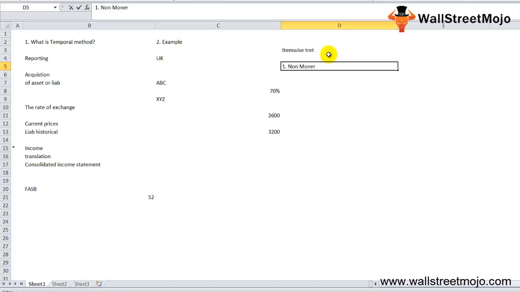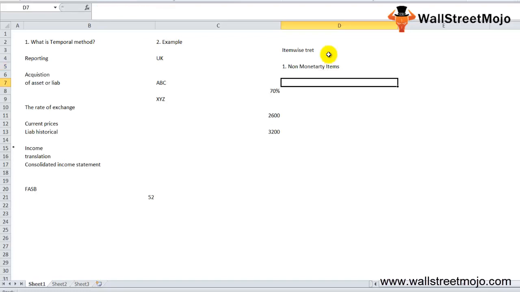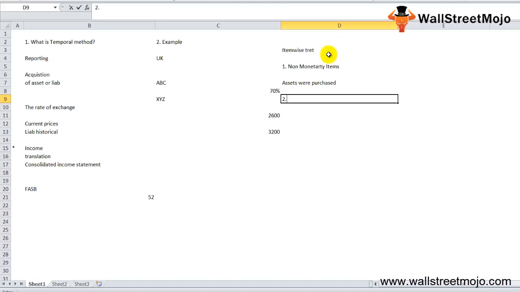The first is the non-monetary items. Items that are reported at historical prices are translated utilizing the historical exchange rate that existed at the time the assets were purchased. So when the assets were purchased, such items like inventories, fixed assets, intangible assets, and so forth. Then we have the monetary items.